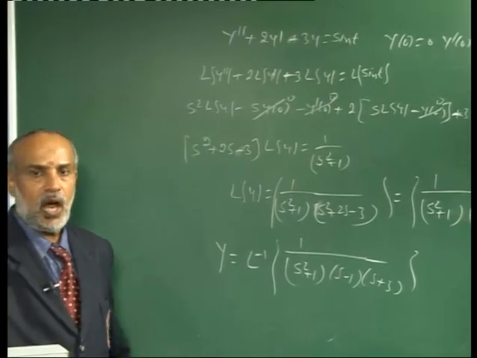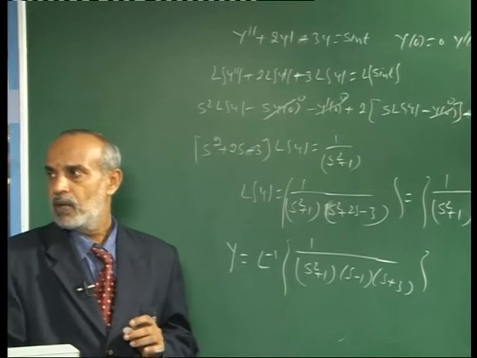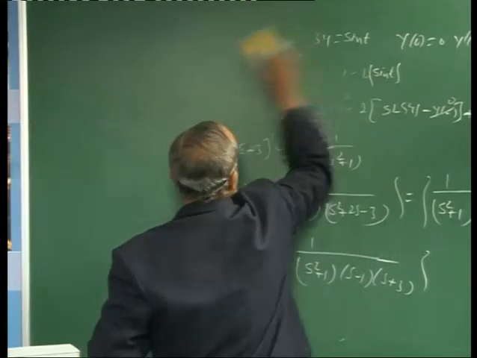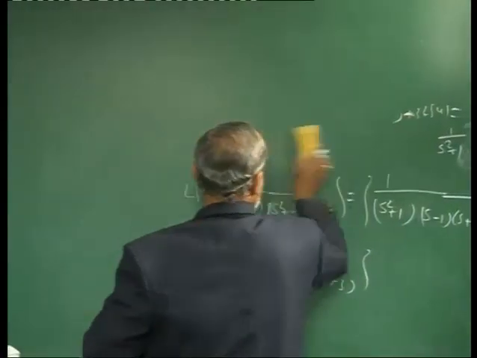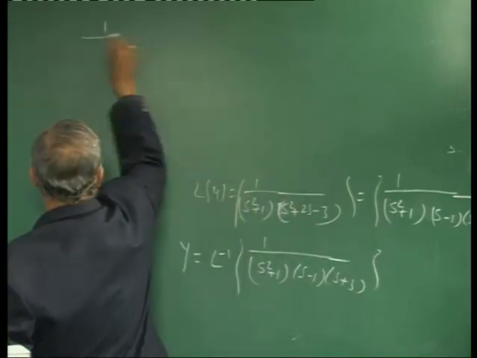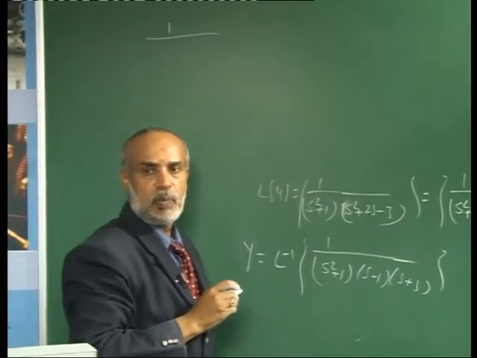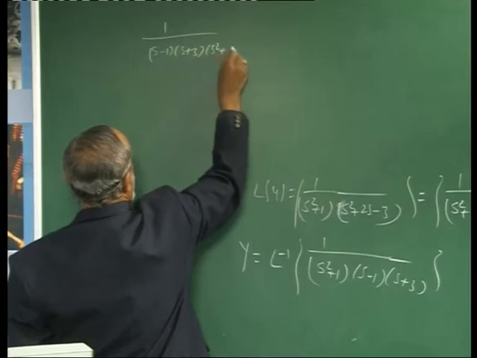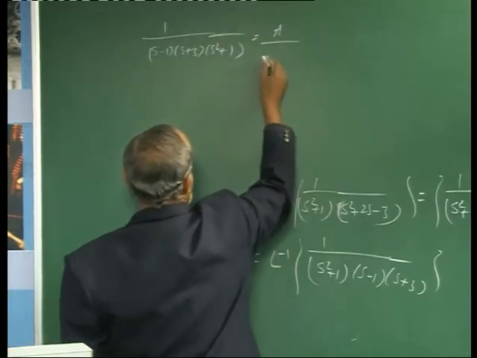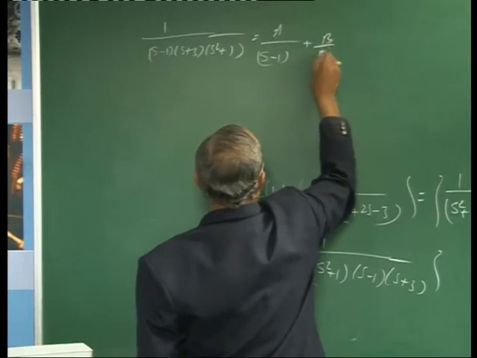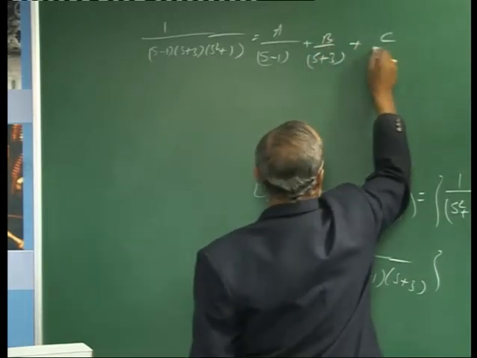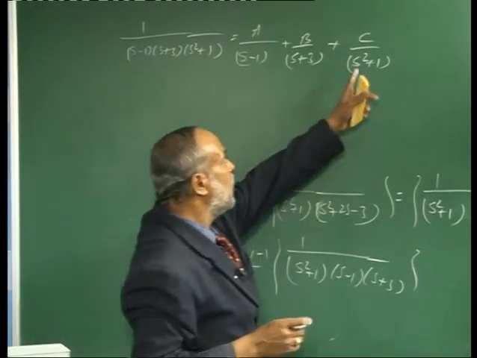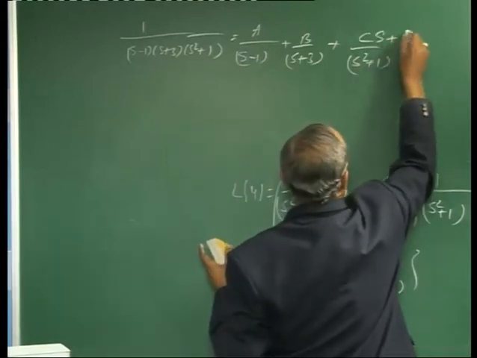Now you can solve the partial fractions. What do you get? 1 divided by (s minus 1)(s plus 3)(s squared plus 1) is equal to A divided by (s minus 1) plus B divided by (s plus 3) plus C divided by (s squared plus 1). Because it is the quadratic form, you write (Cs plus D) divided by (s squared plus 1).